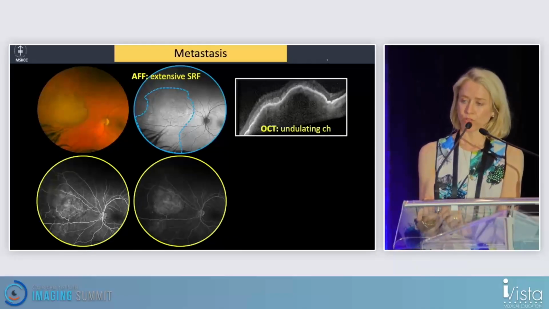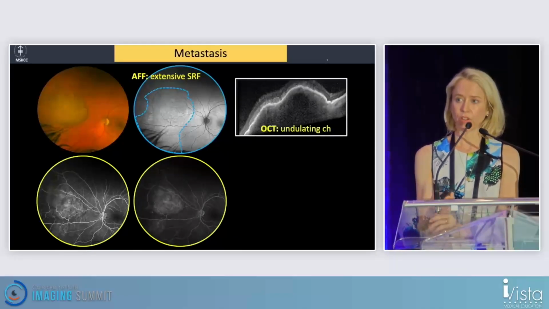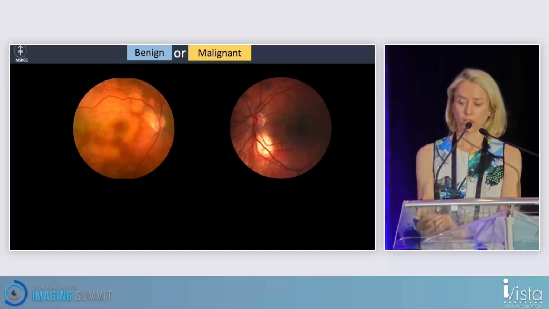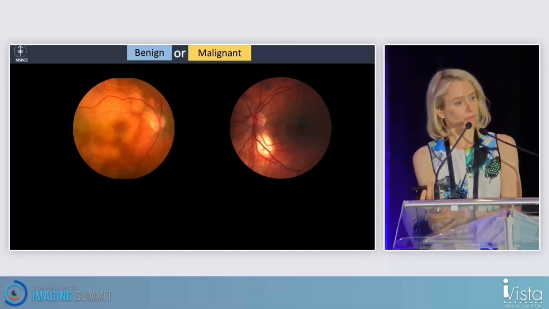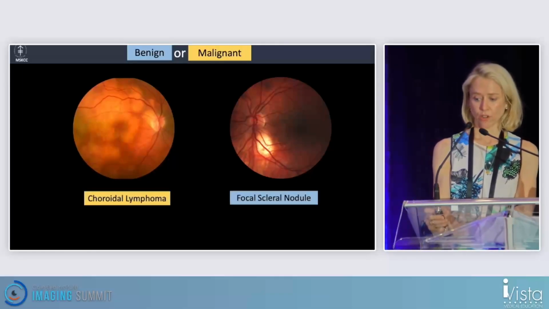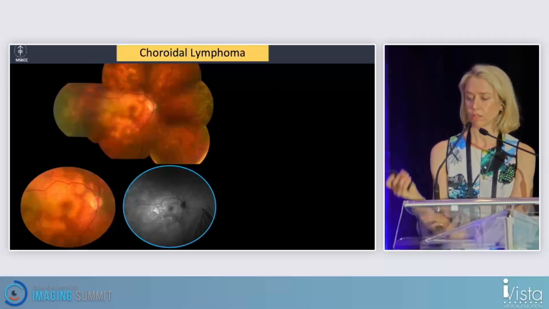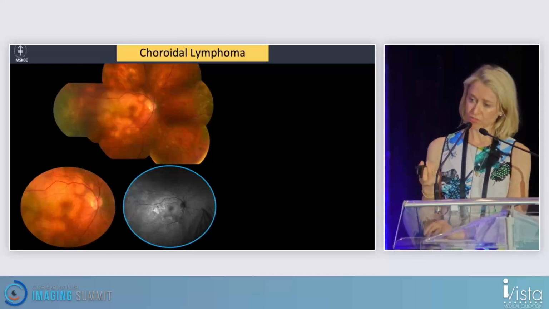Metastasis we have talked through, so the undulating choroid, the extensive subretinal fluid, the vascularity of the lesion. What about these two? So we have a choroidal lymphoma versus a focal scleral nodule. So this choroidal lymphoma, this is actually pretty classic.